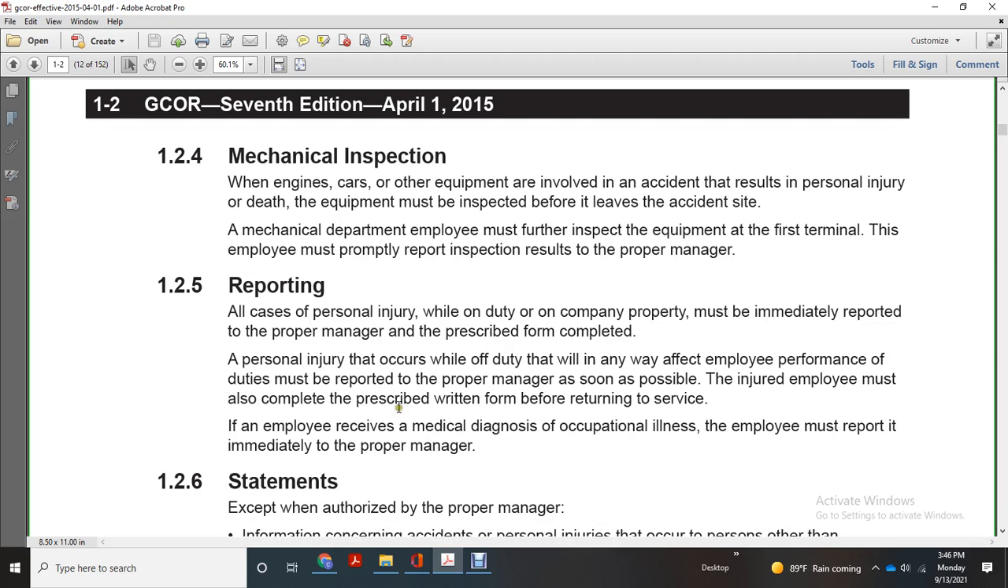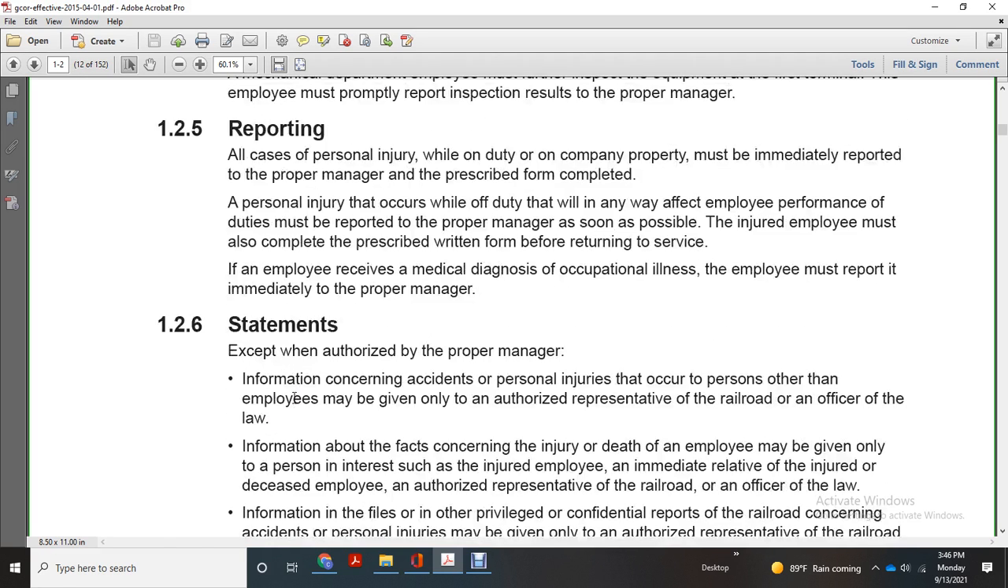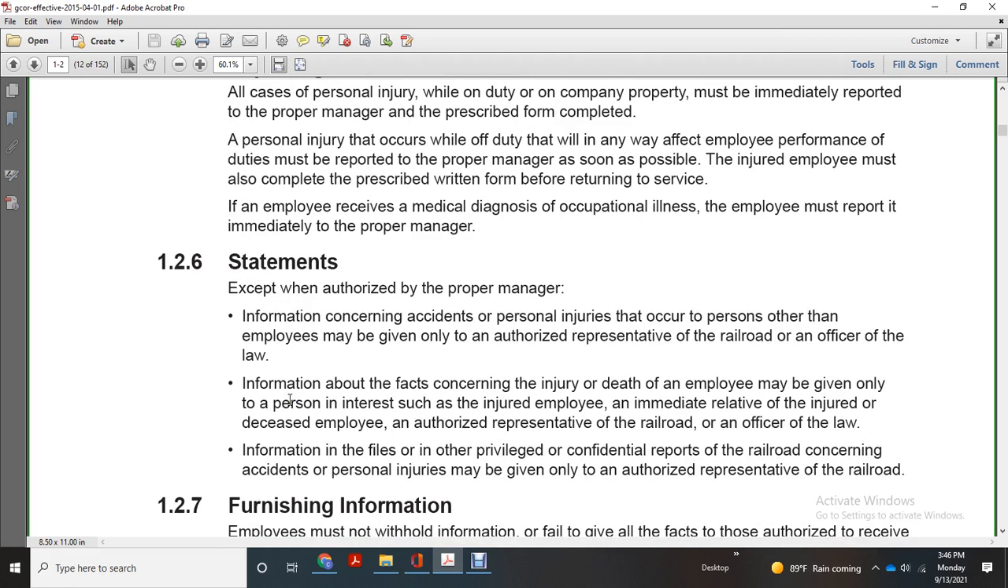The injured employee must also complete the prescribed written form before returning to service. If the employee receives a medical diagnosis of an occupational illness, the employee must report it immediately to the proper manager. Statements. Statements concerning an accident or personal injury may be given only to an authorized representative of the railroad or an officer of the law. Information about the fact of the injury or death of an employee may be given only to persons in interest, such as the injured employee, a relative of the injured or deceased employee, an authorized representative of the railroad, or an officer of the law.